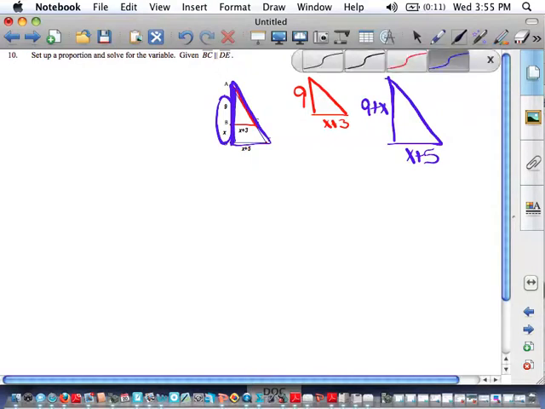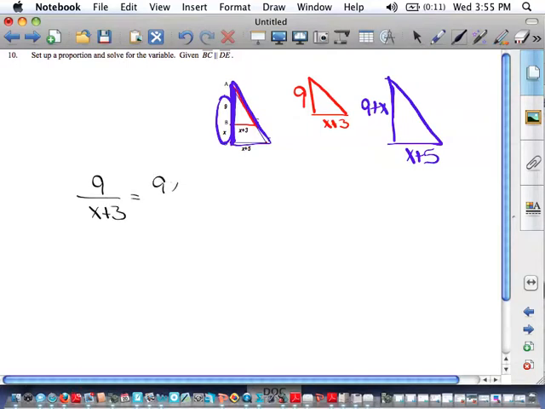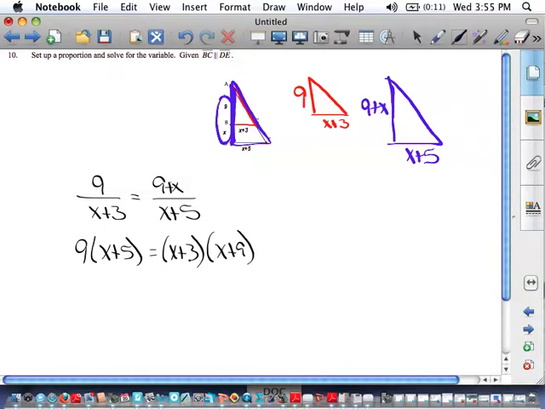So now I can set up my proportion. 9 is to x plus 3 as 9 plus x is to x plus 5. I can cross multiply now. I get 9 times x plus 5 is equal to x plus 3, and I'm just going to rewrite this as x plus 9. I'm going to have to FOIL that, so it looks like I'm going to have another one that I'm going to have to factor.